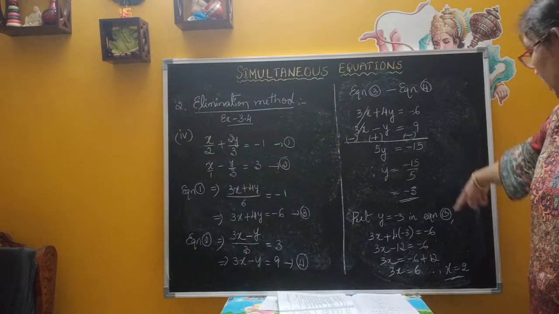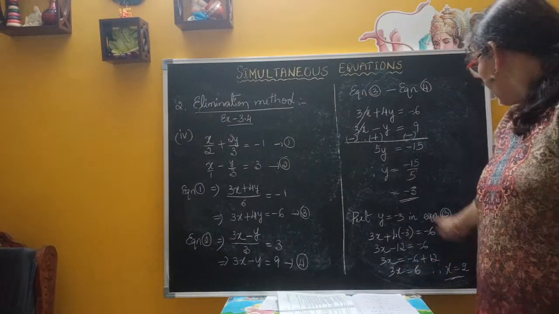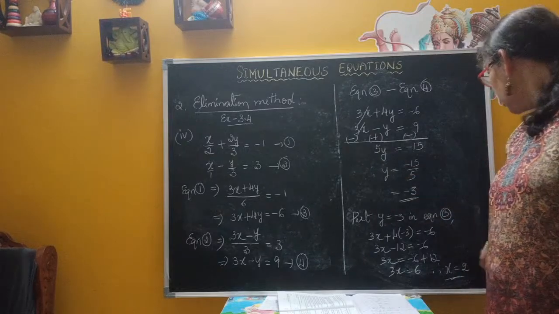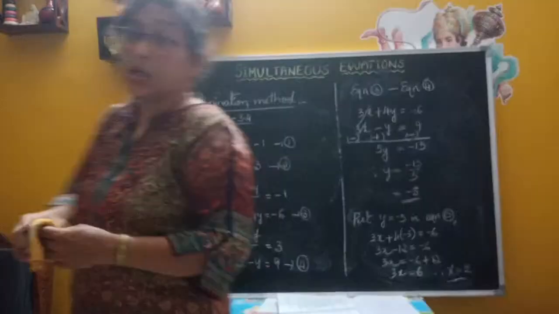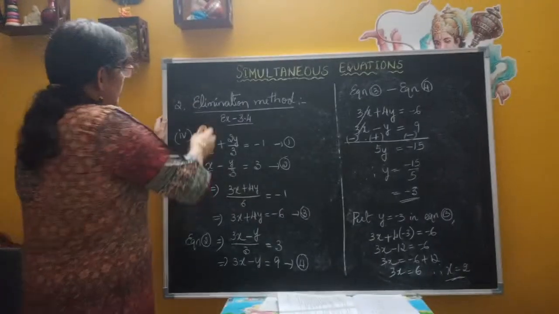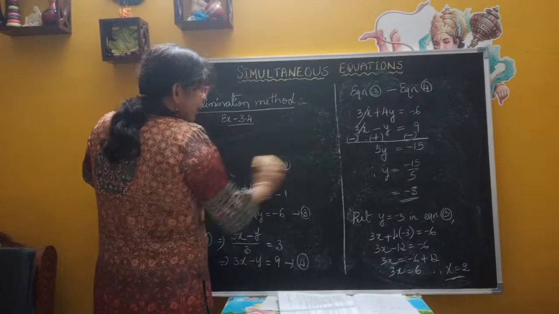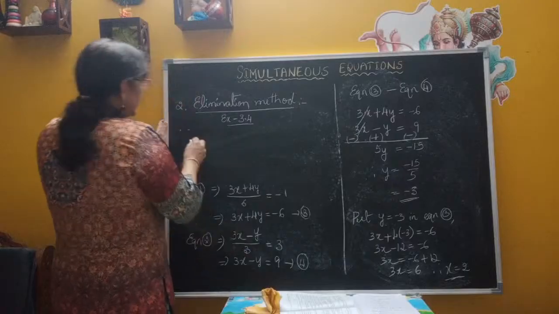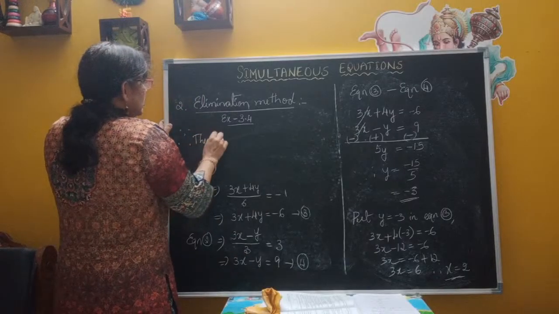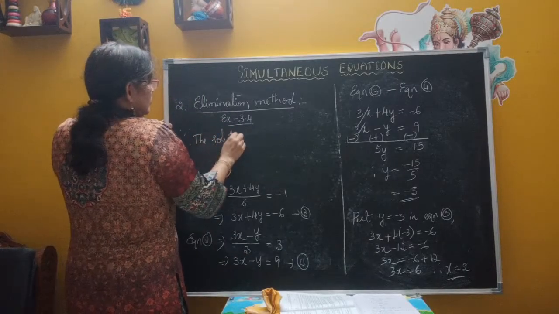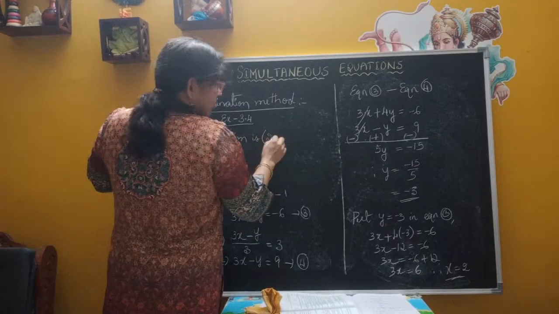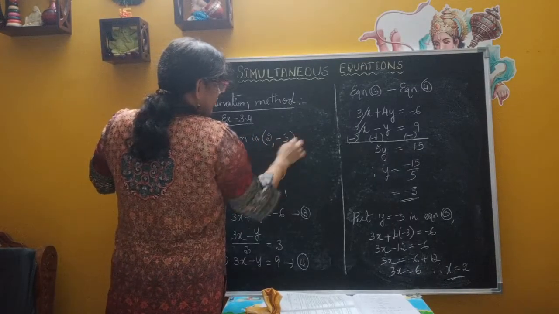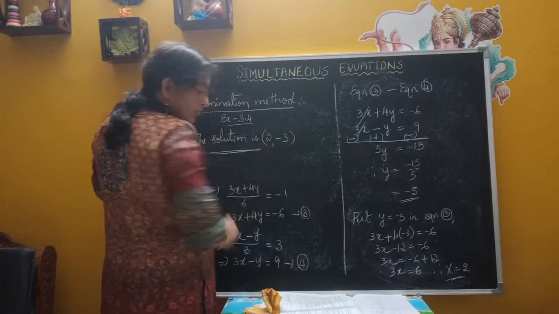So what is the solution? y value is minus 3, x value is 2. So how to write the solution? 2, minus 3. Don't write minus 3, 2. Always while writing the solution, we must write the x value first and y next. Therefore, the solution is 2 and minus 3.